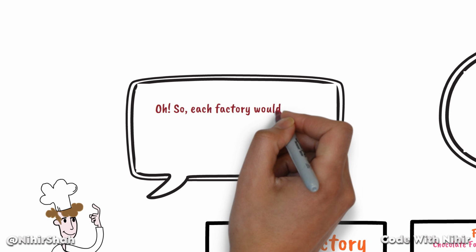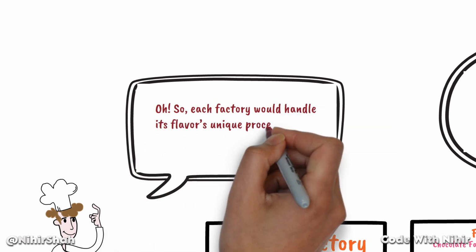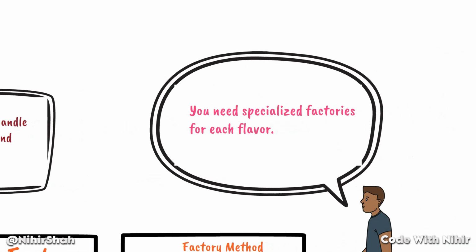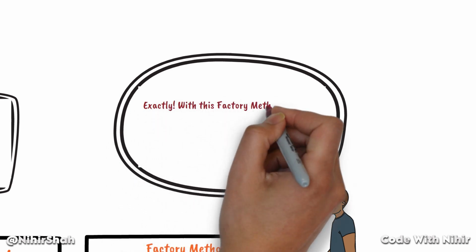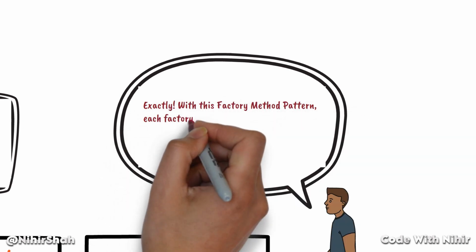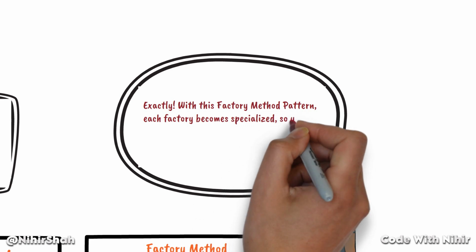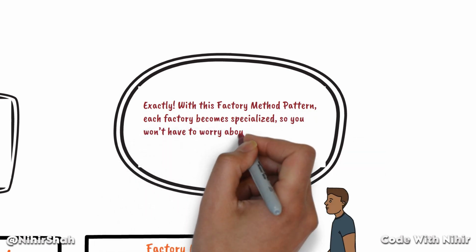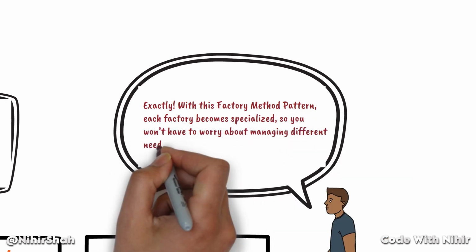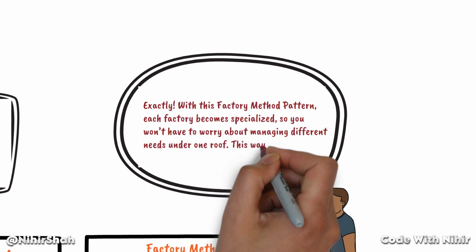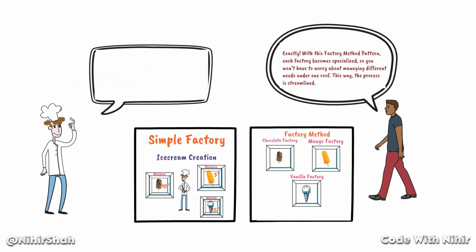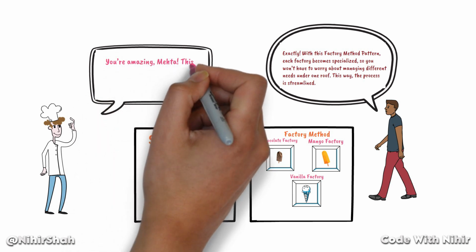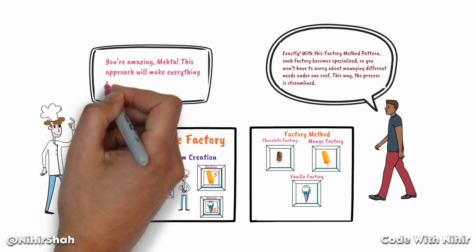Oh, so each factory would handle its flavor's unique process and challenges. Exactly. With this factory method pattern, each factory becomes specialized. So you won't have to worry about managing different needs under one roof. This way, the process is streamlined. You are amazing, Mehta Saab. This approach will make everything so much simpler.